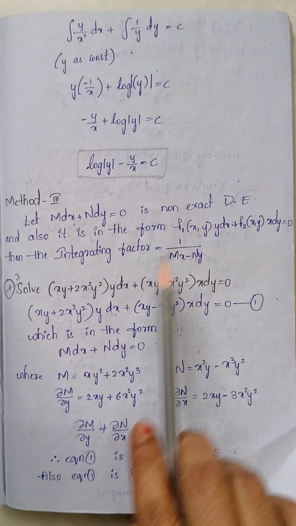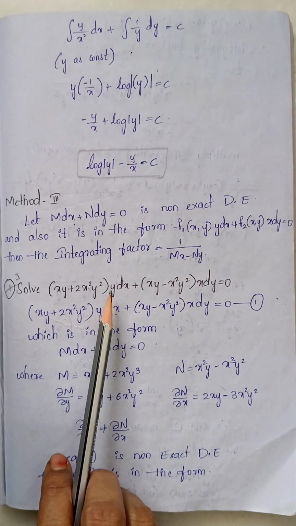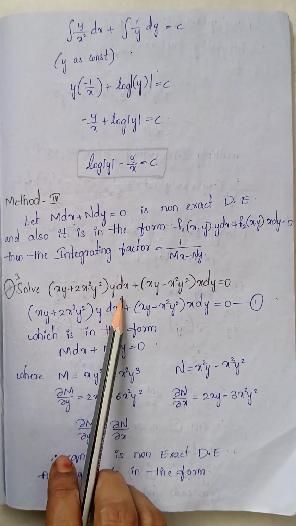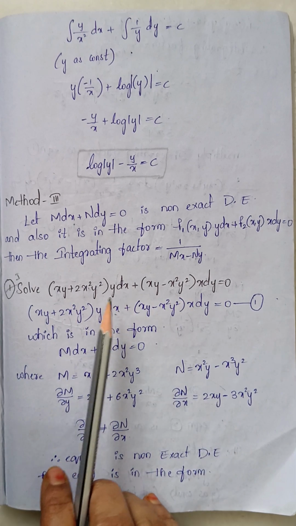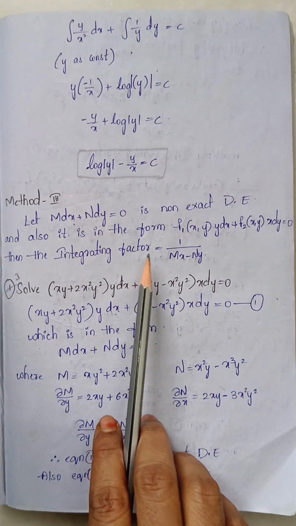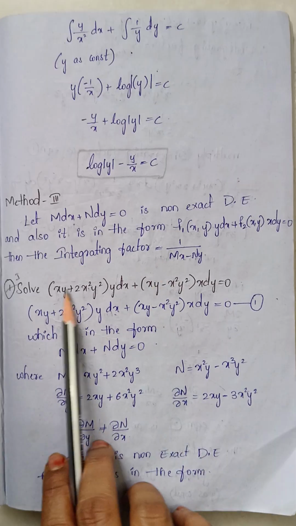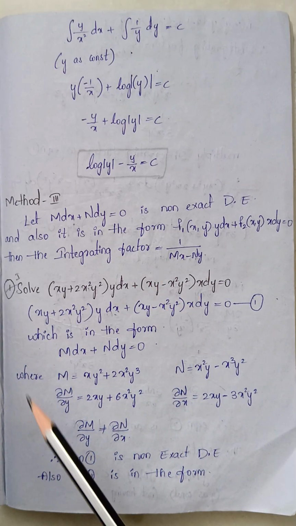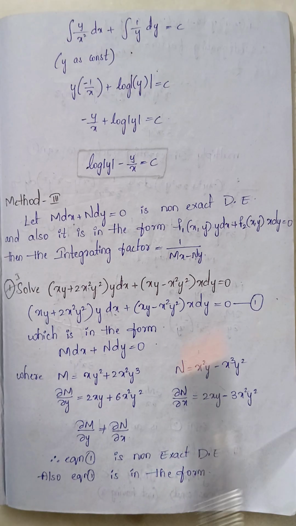That means suppose we have one function into y dx plus some function into x dy equal to 0. Now we can check whether it is exact or not. Suppose it is non-exact, then we can find the integrating factor. Then multiply this integrating factor to the given equation, then it will become exact. Then apply the same method for exact differential equations for the solution.